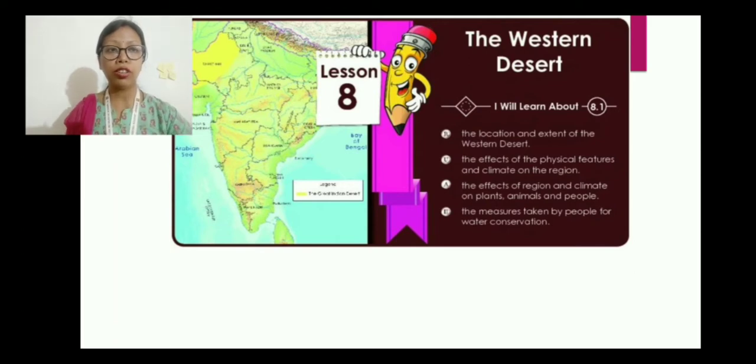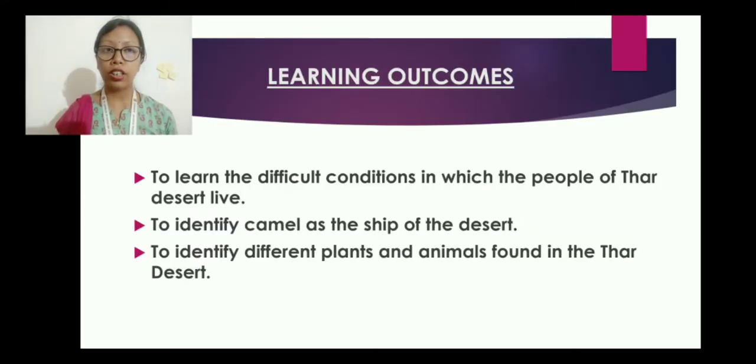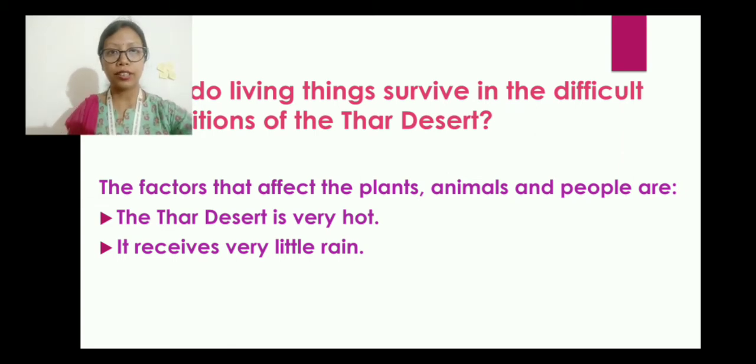Today we are going to learn about the difficulties of the people of the Thar Desert, and not only the people, but the plants and animals, how they survive in this kind of climatic conditions. The learning outcomes of today's class are to learn the difficult conditions in which the people of the Thar Desert live, to identify the camel as the ship of the desert, and to identify different plants and animals found in the Thar Desert. So let us start.